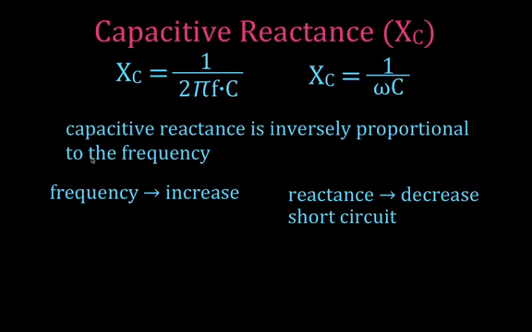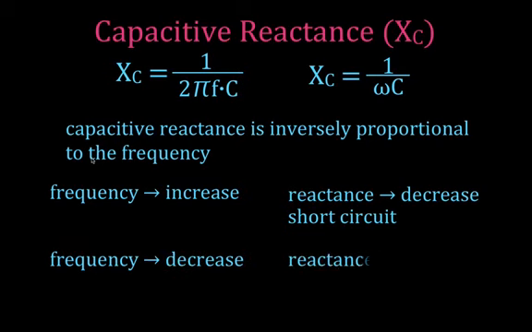Okay? If the frequency decreases, then because it's inversely proportional, the reactance of that capacitor is going to increase. And if we decrease the frequency enough, then it begins to act like an open circuit and no current can flow through it. All right? So there we go. Those are the three things I wanted to do: show you how to calculate the capacitive reactance using these equations, and then go over the relationship between the capacitive reactance and the frequency of the source.